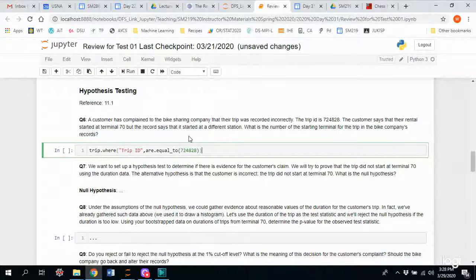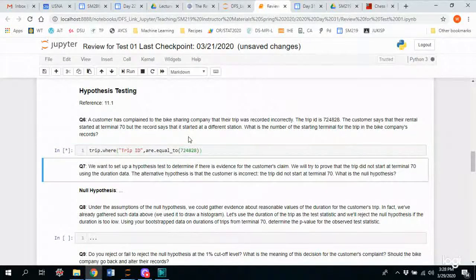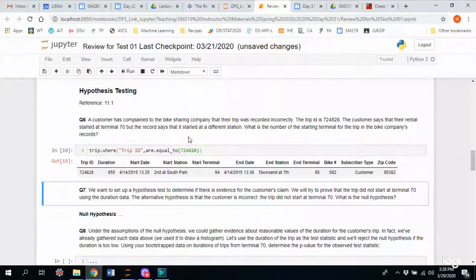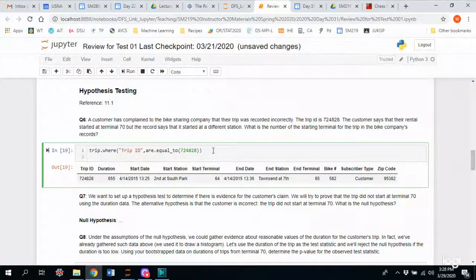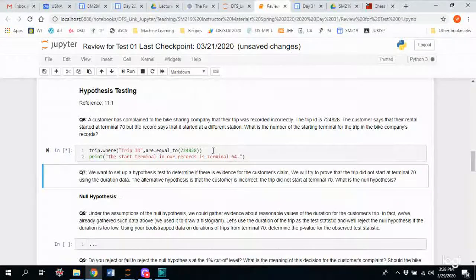One thing you might try doing is just running it. There it is. It looks like the start terminal is 64. So let's write a little statement to that effect. Print the start terminal in our records is terminal 64. Great.